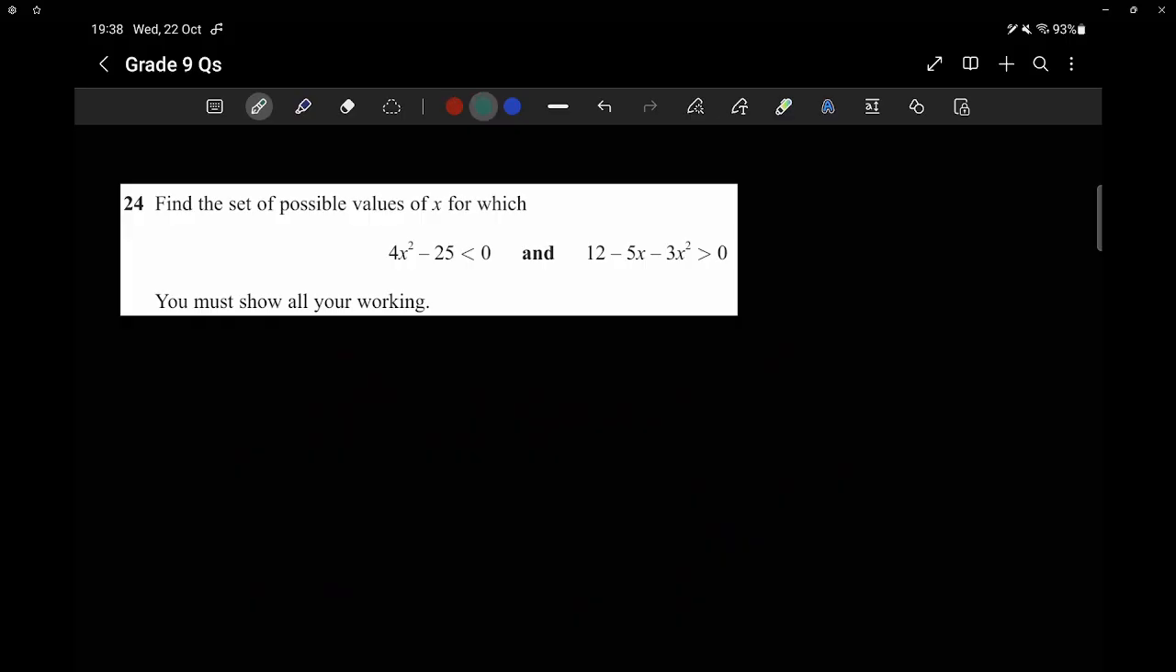So first things first, forget about the inequalities. Just solve them. They're normal quadratics. Just try and solve them. So let's start with the left-hand one first. So 4x squared minus 25 is less than 0.